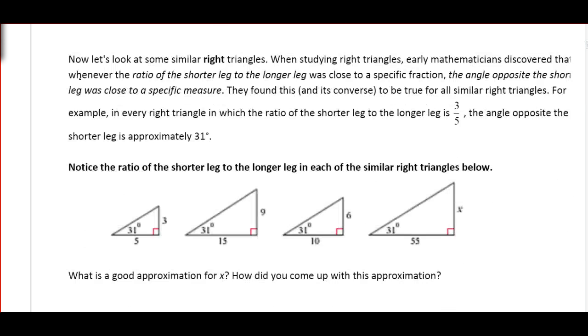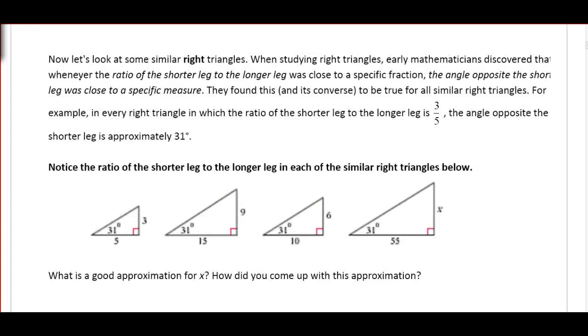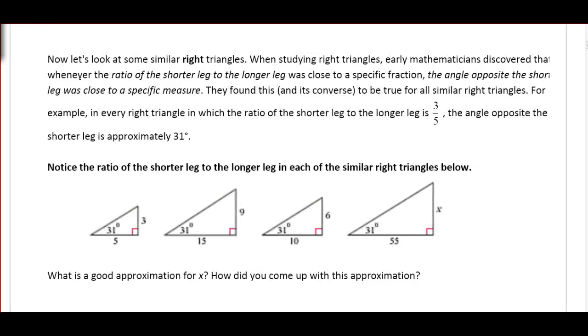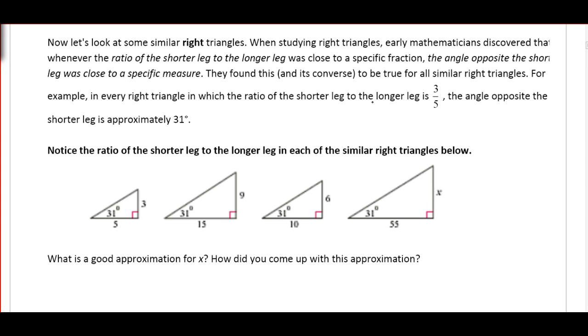Now let's look at some similar right triangles. So when studying right triangles, early mathematicians discovered that whenever the ratio of the shorter leg to the longer leg was close to a specific fraction, the angle opposite the shorter leg was close to a specific measure. They found this and its converse to be true for all similar right triangles. So let's take a look at these examples here.